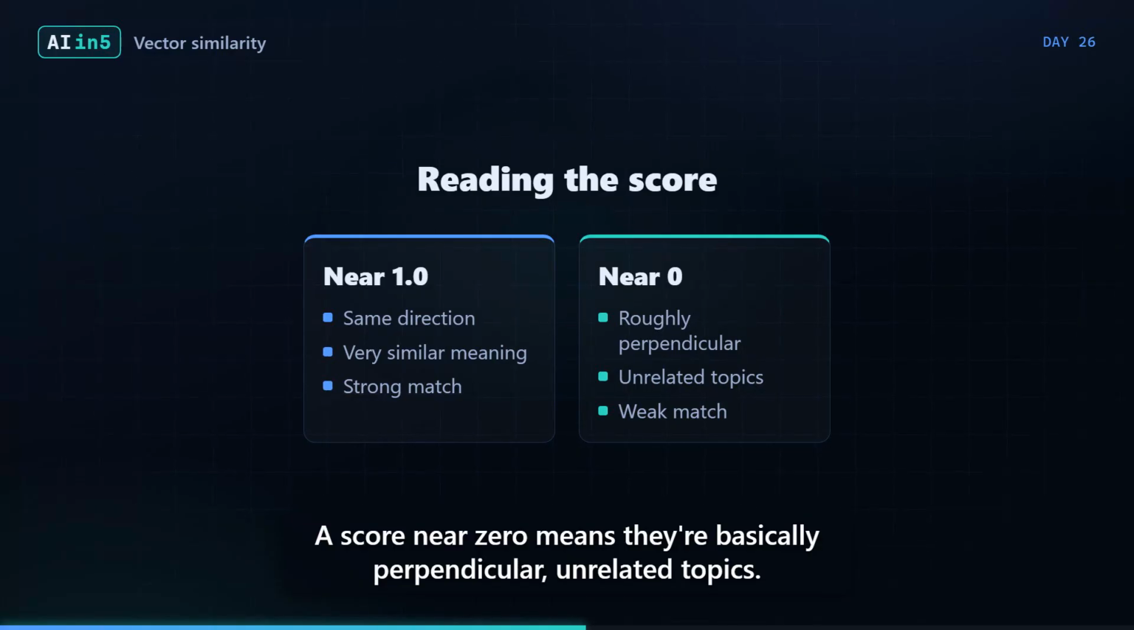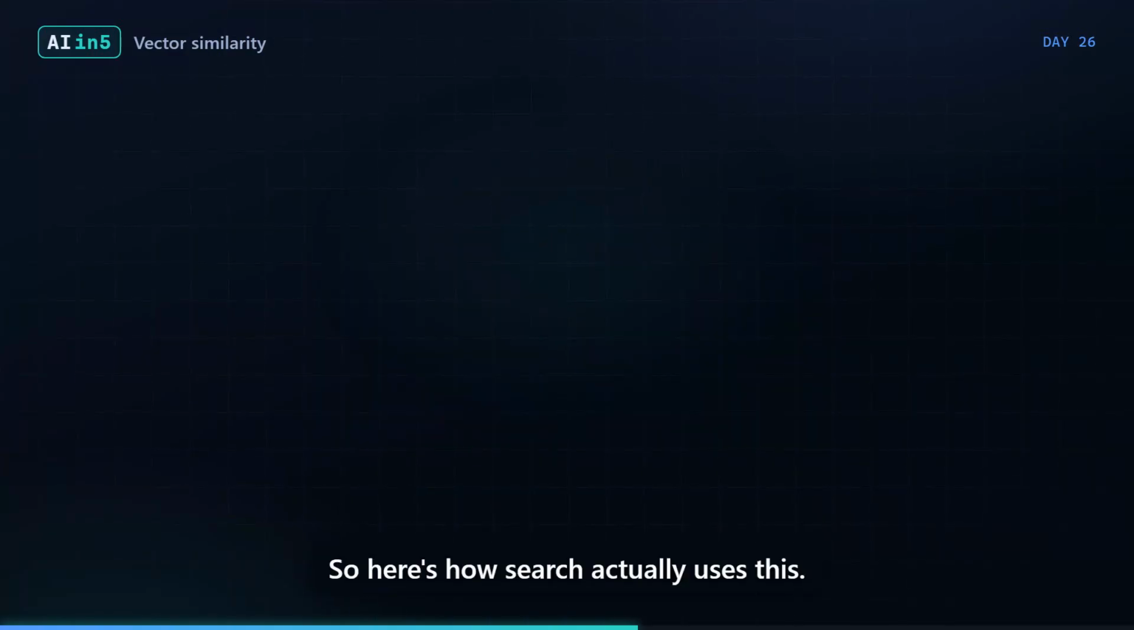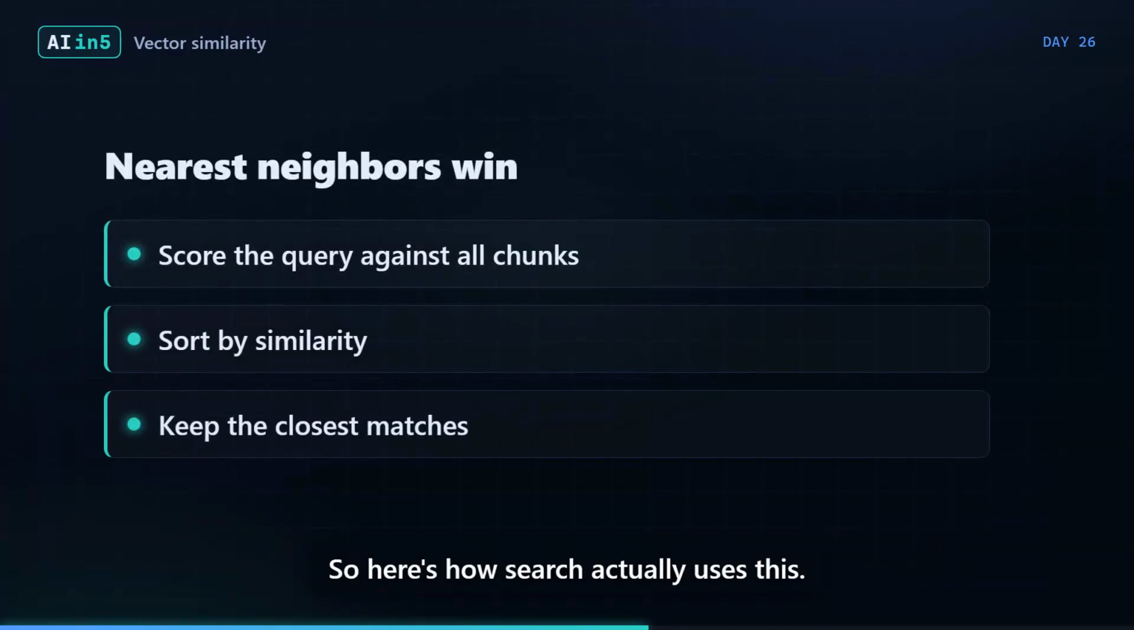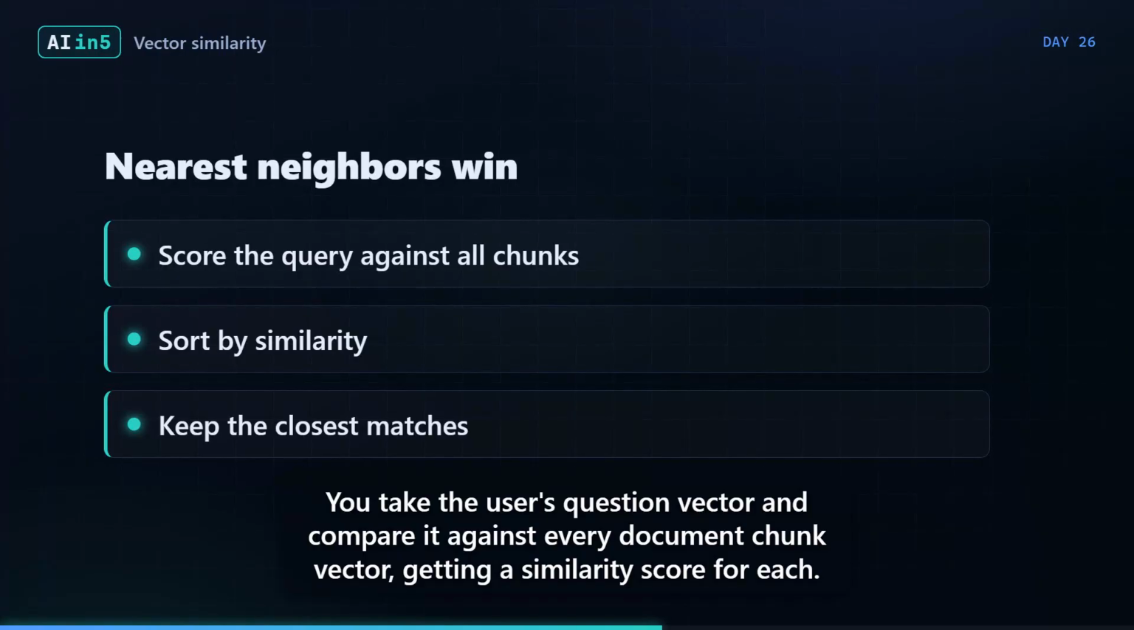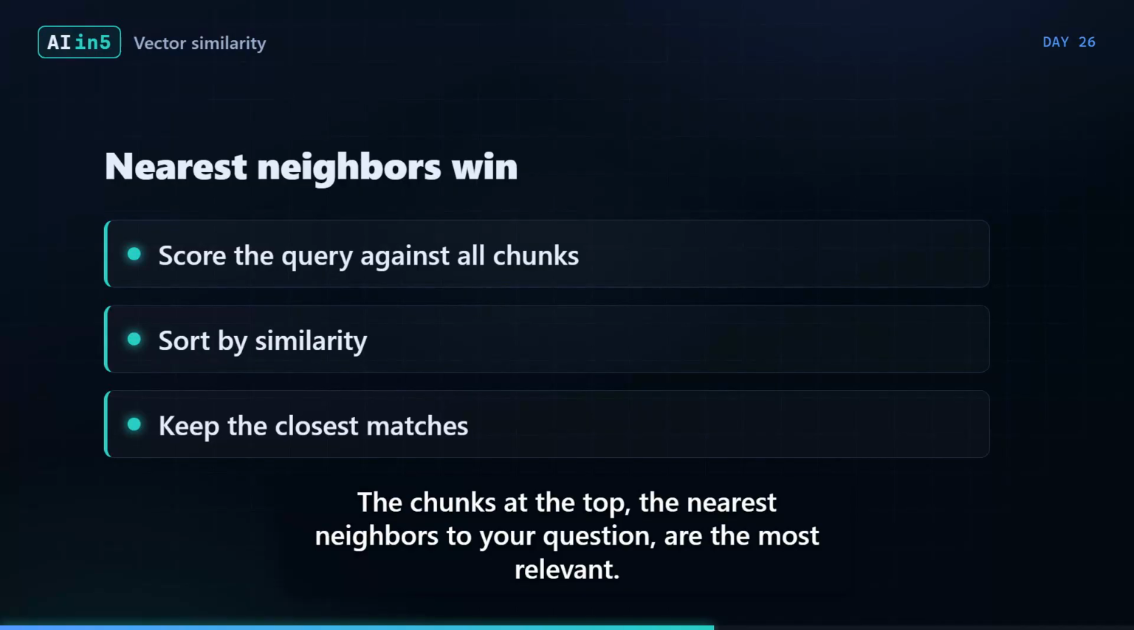So here's how search actually uses this. You take the user's question vector and compare it against every document chunk vector, getting a similarity score for each. Then you simply sort them, highest score first. The chunks at the top, the nearest neighbors to your question, are the most relevant. Those are exactly the passages a RAG system grabs to answer with. Search becomes sorting by similarity.